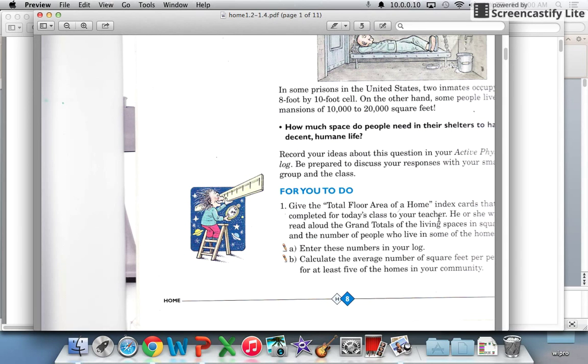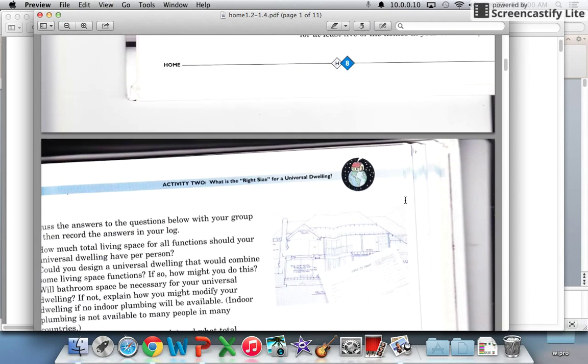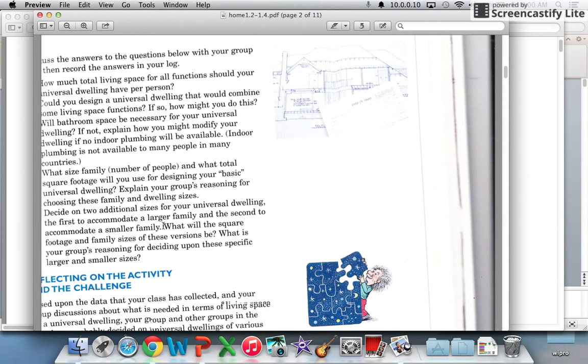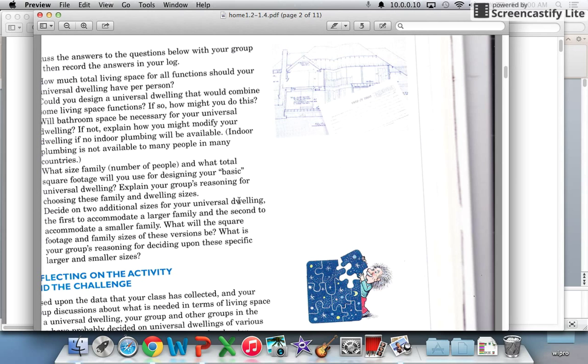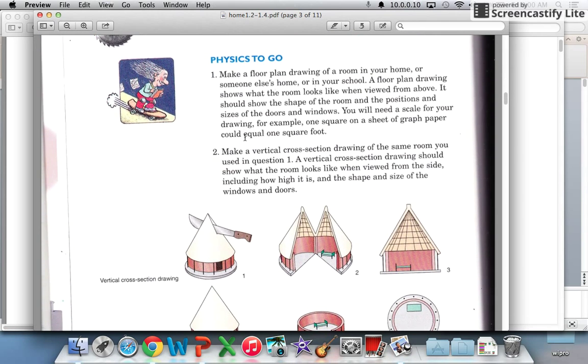Students like to always get a little window into the lives of their teachers, so you could provide data from your home, and those that didn't do the homework could use that data to answer these questions and begin a discussion about how big. Basically, the whole point of these questions is for students to figure out how big a universal dwelling should be. And once they decide on that, they could actually start with the blueprint.